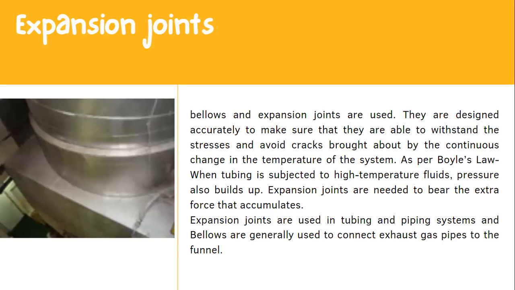As per Boyle's law, when tubing is subjected to high temperature fluids, pressure also builds up. Expansion joints are needed to bear the extra force that accumulates. Then expansion joints are used in tubing and piping systems, and bellows are generally used to connect exhaust gas pipes to the funnel. So in the picture, those are the expansion joints. So that's all, guys. Thank you.